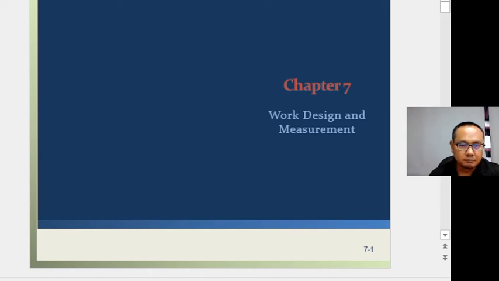Okay. For the first chapter, chapter 7, that we will discuss this week, there are four major sections. That means job design, quality of work life, method analysis, and work measurements. So back to the history of this subject, if you still remember, the history of operations management is mostly from the manufacturing industry.